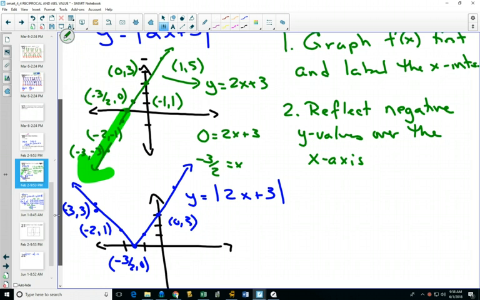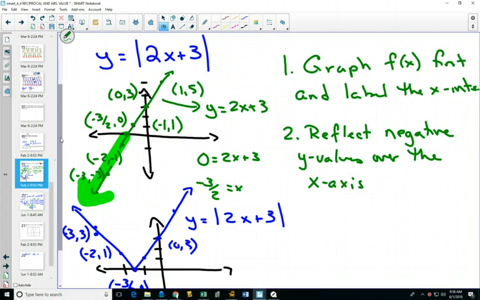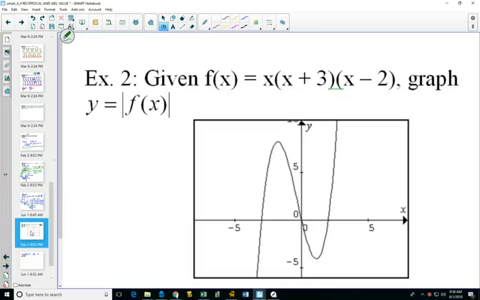So now that we have these steps, our f of x function, this can be any function that we've had so far this year, any graph whatsoever. And all you need to do is draw that graph first and then reflect over the x-axis. So the next example, and I've drawn the graph, the original graph for us, is a graph from chapter 1, graphing a polynomial.